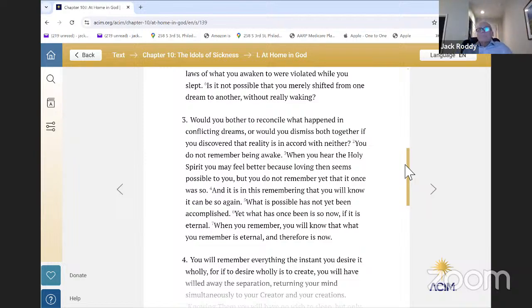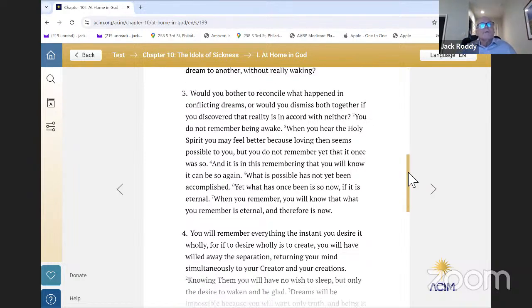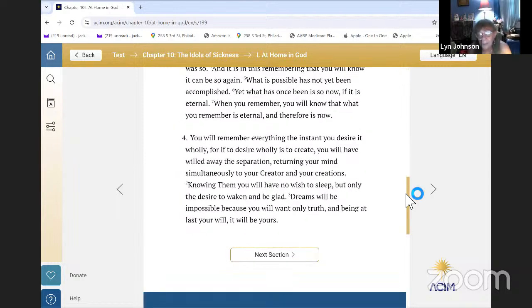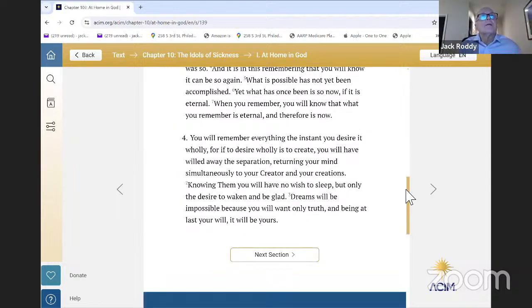Very good. And I'm going to read paragraph 4. Okay. You will remember everything the instant you desire it wholly. For if to desire wholly is to create, you will have willed away the separation, returning your mind simultaneously to your creator and your creations. Knowing them with a capital T, you will have no wish to sleep, but only the desire to waken and be glad. Dreams will be impossible because you will want only truth, and being at last your will, it will be yours.